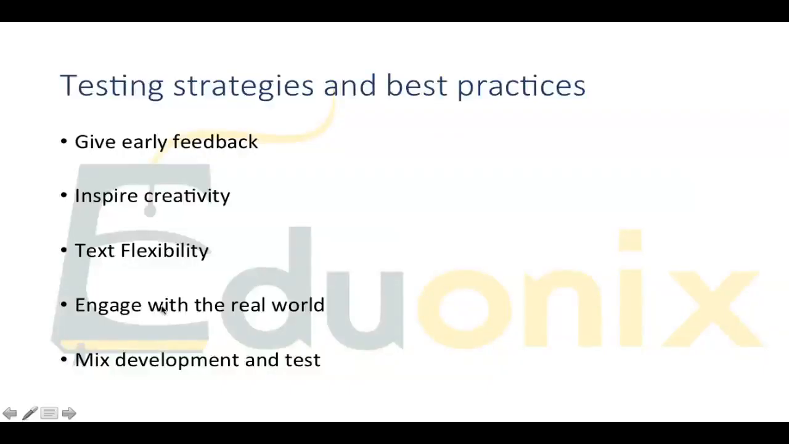So finally, testing strategy and best practices. Give early feedback. The earlier you can put feedback into the development team, the quicker things can get fixed. It's also good to inspire creativity as well within the QA team. Don't try and test things exactly the same way every single time. If you can think of a different way to test something, then do it. Chances are it could be a better way if you've got that experience, but you just never know.